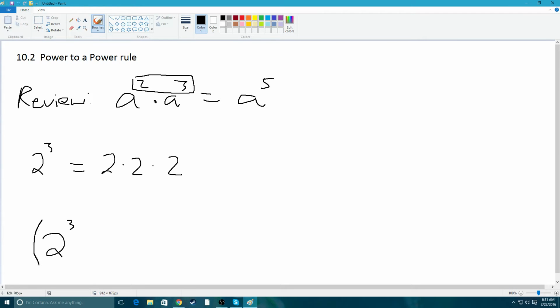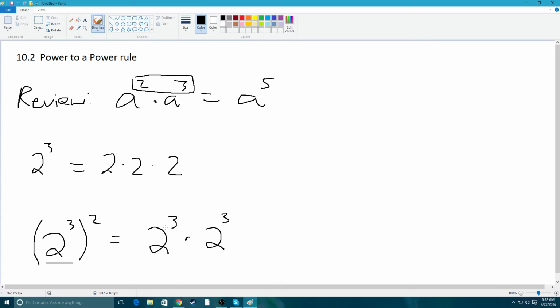Now the question is, what happens if we do something like this, where we've got 2 to the third power inside parentheses, and we raise that to the second power? What do you think it means? Okay, so same kind of concept. We have this base on the inside of the parentheses, and an exponent means repeated multiplication. So we're doing 2 to the third power, and we're repeatedly multiplying it 2 times. So this is 2 to the third power times 2 to the third power.